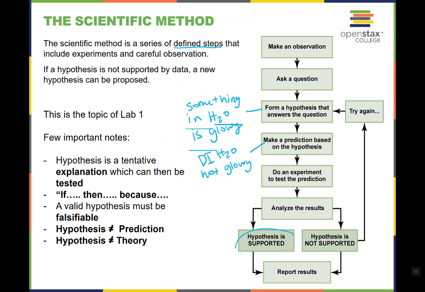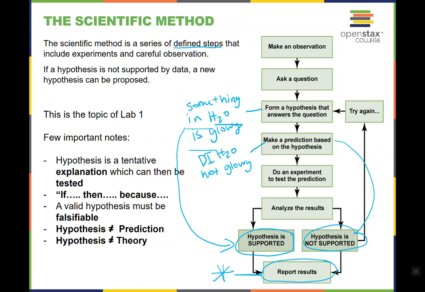So that would suggest that indeed something in the water, between the water molecules, is the thing that's doing the glowing. If I distilled the water and it still glowed, then my hypothesis would not be supported. So I'd go back to the drawing board and say, okay, I wasn't right the first time, but who cares about that? I'm going to form another hypothesis and try it again. If my hypothesis is supported or if it's not, we still report the results. So communication is a really important piece of science, as well as doing experiments in the order I just described.